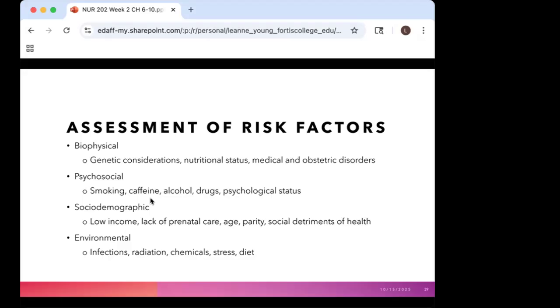Environmental factors would be like infections, any exposure to radiation, chemicals, stress is a big one, and then your diet.